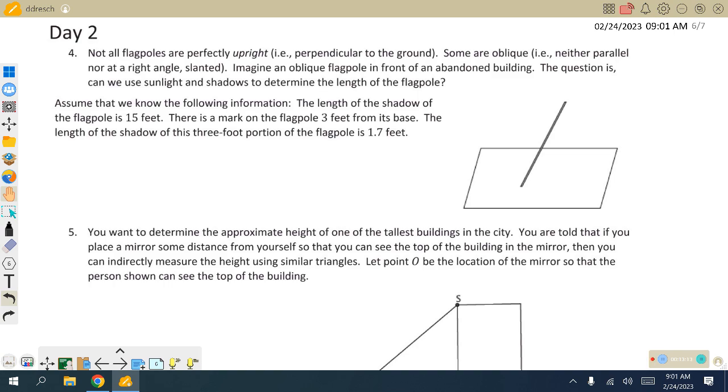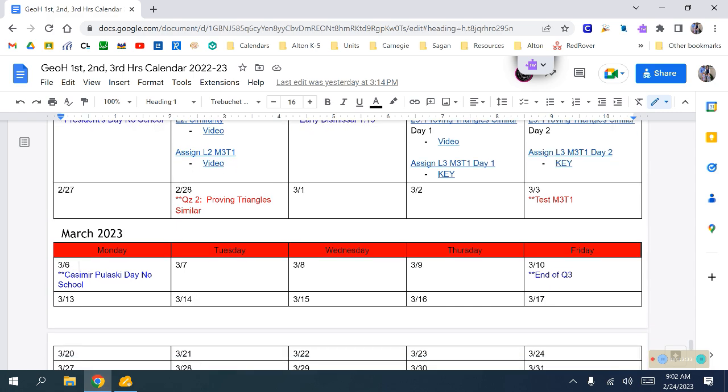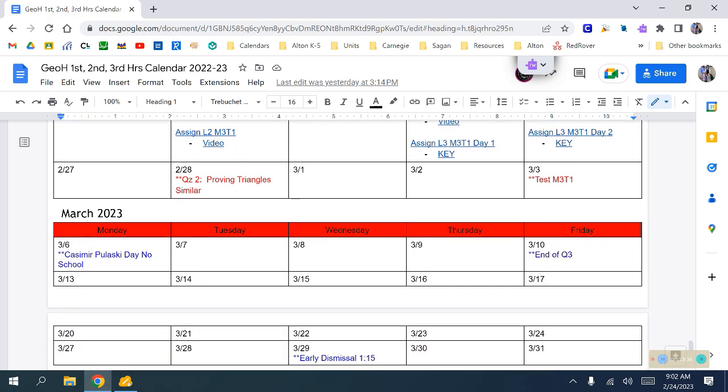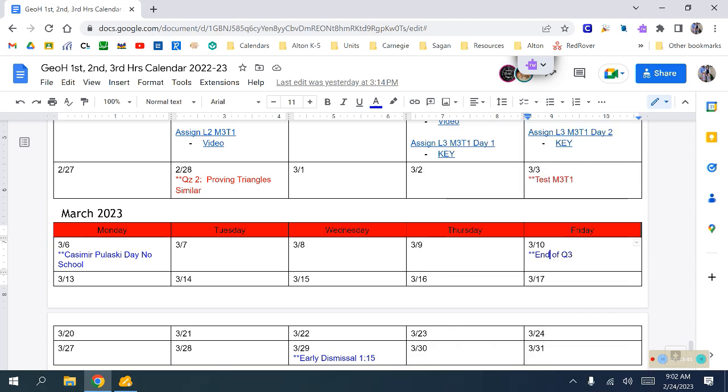Now, after today, we wrap up everything. Next week, we'll come in Monday. We'll go over questions. We'll work on our quiz review. We'll go over that Tuesday, Friday, and then that will be it. It's a full week next week, and then the following week is a 4-day week with good old Casimir Pulaski Day. And then at the end of that following week is the end of the third quarter. So it's not too far away here.